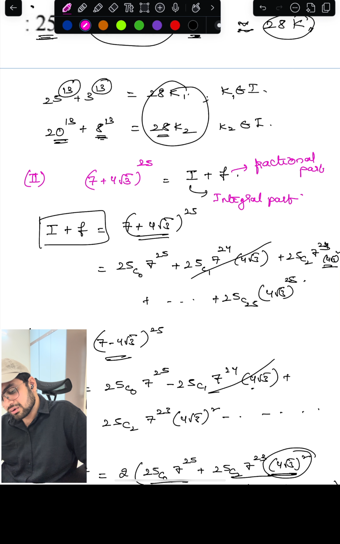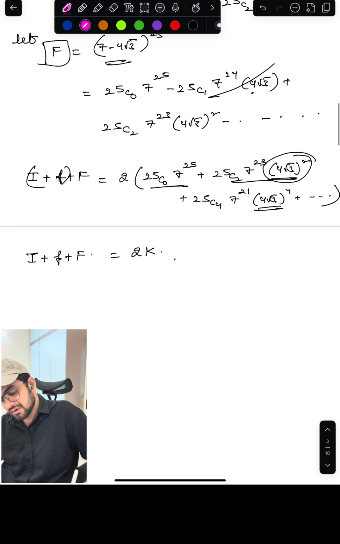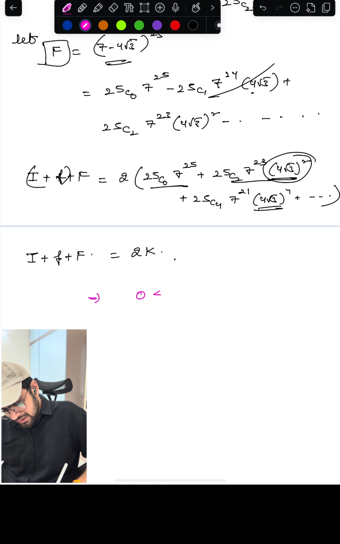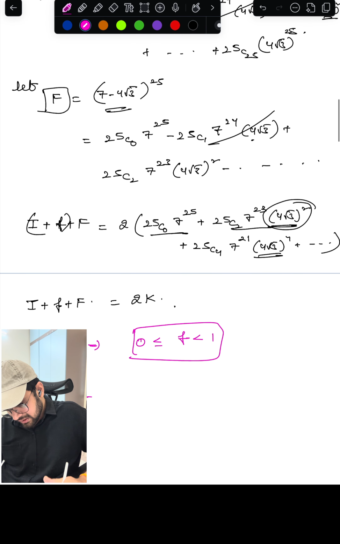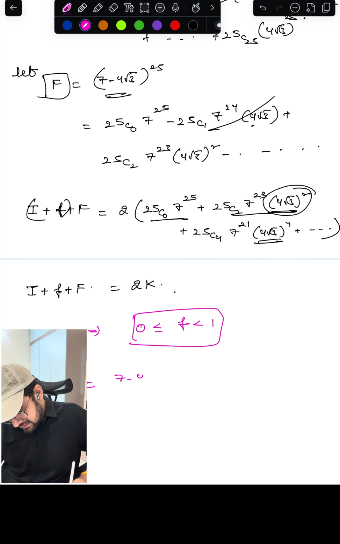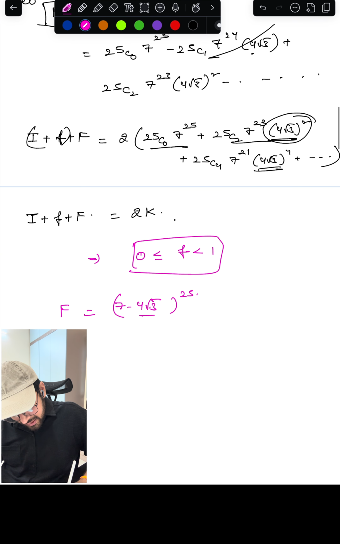So we already know the fractional part of any number is between 0 and 1. So can I say small f is between 0 and 1, right? Now coming to capital F, which is (7 minus 4 root 3) whole power 25.